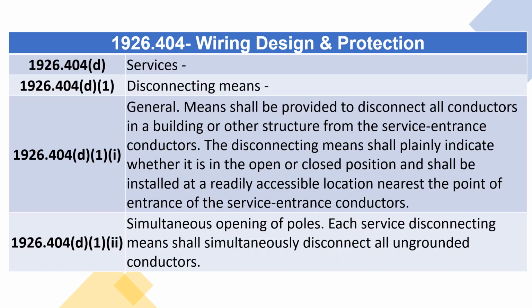1926.404(d) Services. 1926.404(d)(1) Disconnecting means. 1926.404(d)(1)(i) General. Means shall be provided to disconnect all conductors in a building or other structure from the service entrance conductors. The disconnecting means shall plainly indicate whether it is in the open or closed position and shall be installed at a readily accessible location nearest the point of entrance of the service entrance conductors. 1926.404(d)(1)(ii) Simultaneous opening of poles. Each service disconnecting means shall simultaneously disconnect all ungrounded conductors.